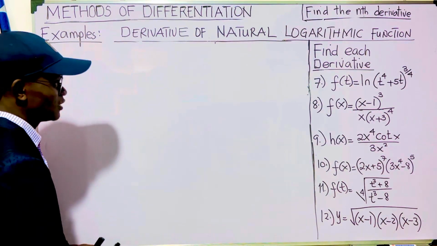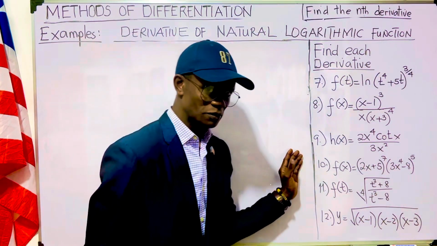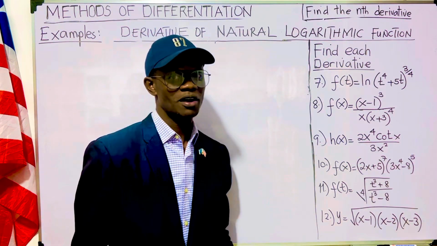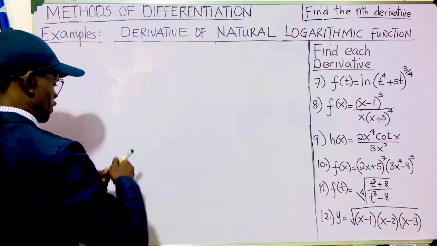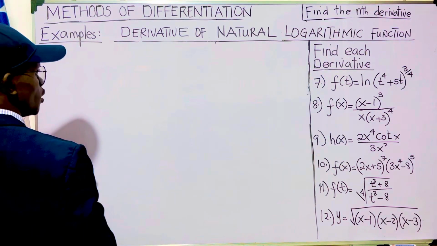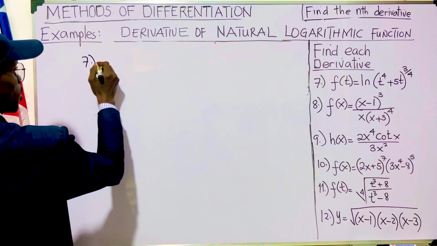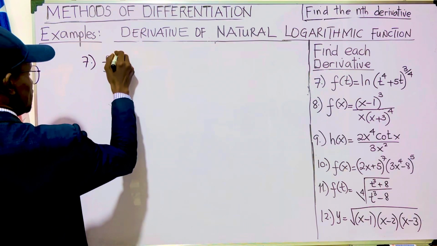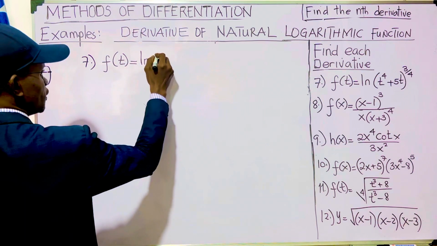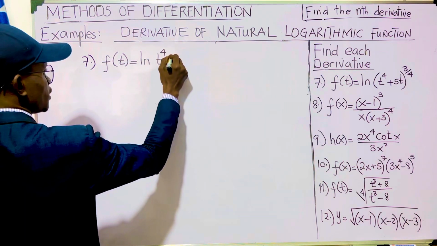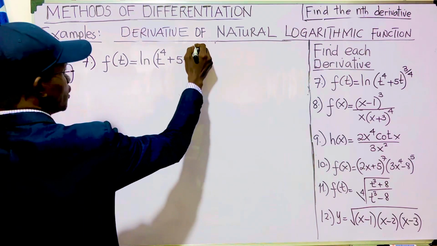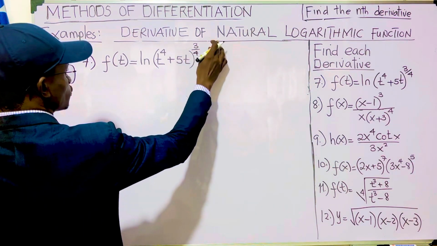So question number 7. I'm going to solve the first 3 problems in this video. In the next lesson, we're going to solve the next 3 problems. Question number 7: we have f of t is equal to the ln of t raised to the 4th power plus 5t, all raised to the power 3 over 4.